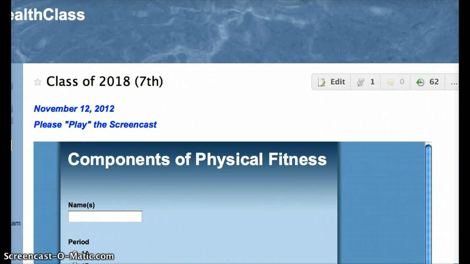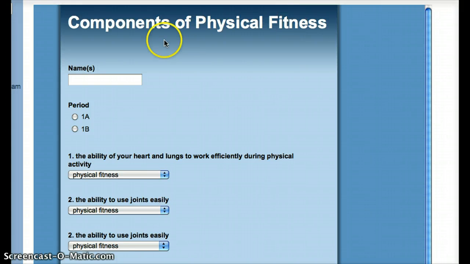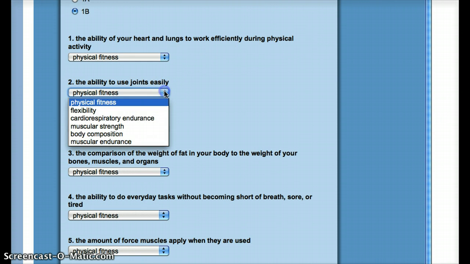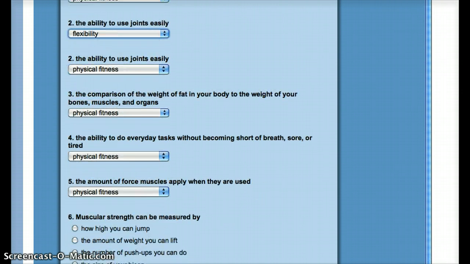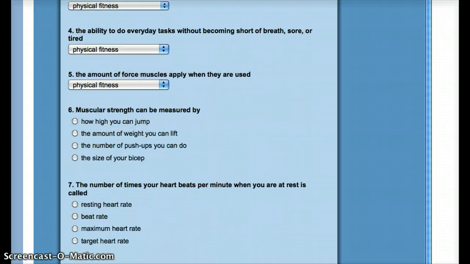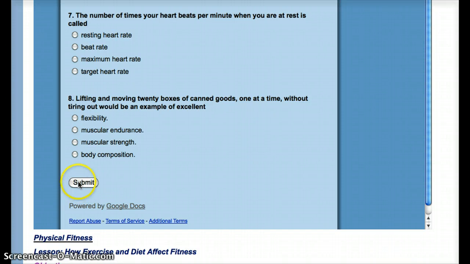First thing I want you guys to do is open your books to page 142, and I want you to complete this assignment on your iPad. Okay, the components of physical fitness. Now I know some of you guys may have gotten started, but here's what I want you to do. Please put your name, whatever period you're in, and answer these questions. You may use your books, and I want you to double check your answers before you submit. Remember, do not hit the return key. Wait until the very end and hit the submit key.